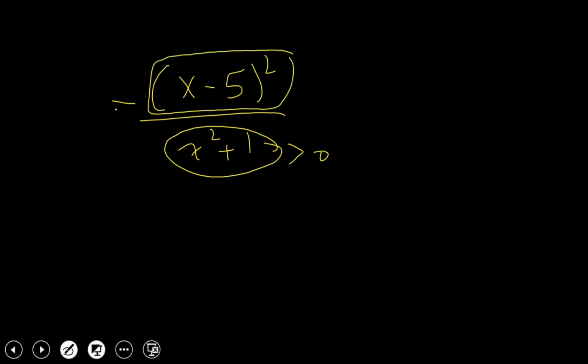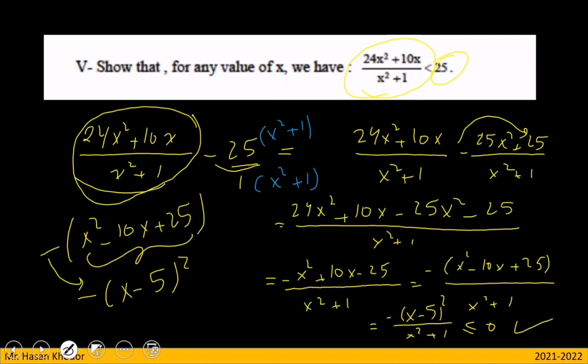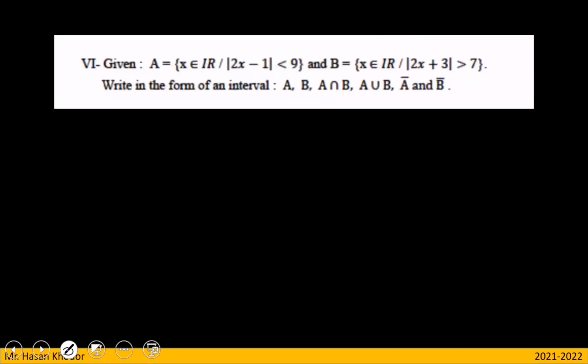Multiplied by minus, this means the answer is less than or equal to 0. When we subtracted the first two, a minus b, we get less than or equal to 0, this means that a is less than or equal to b. And therefore, this means that the first part was less than the second part. Proved.